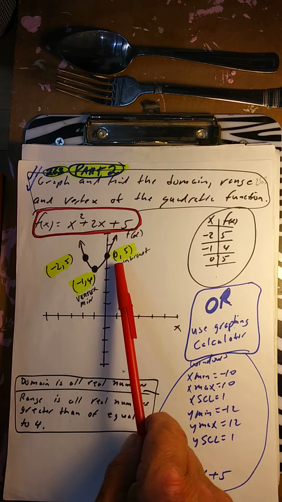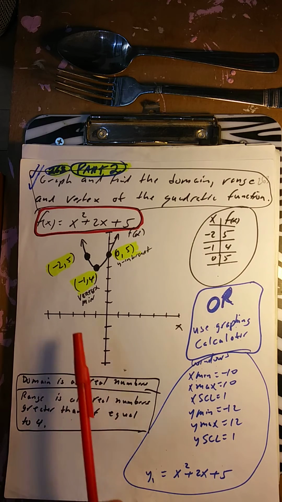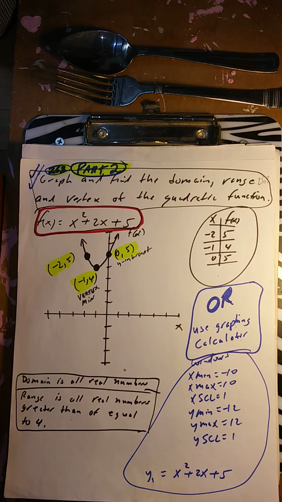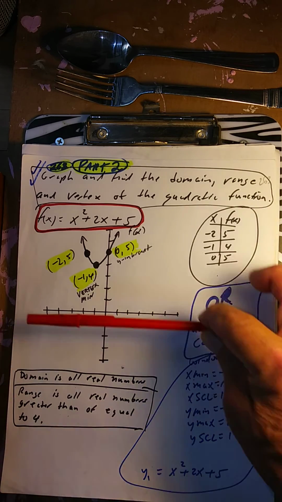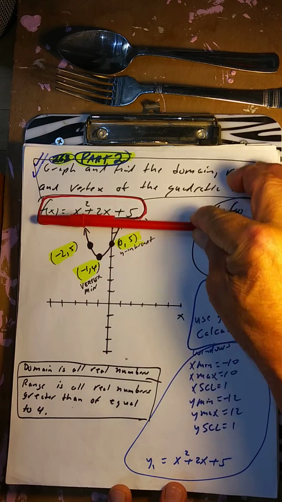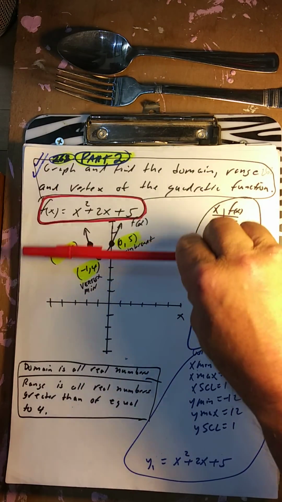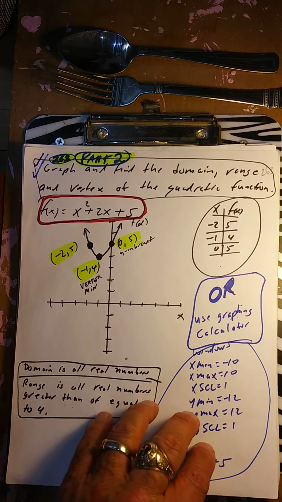So we do have a y-intercept, but there's no x-intercept. Again, the domain is all real numbers, and the range is all real numbers greater than or equal to 4. You see right here? 4 at -1, up 4, goes this way. That's the range, and it goes up. Got it? Yes. Alright.